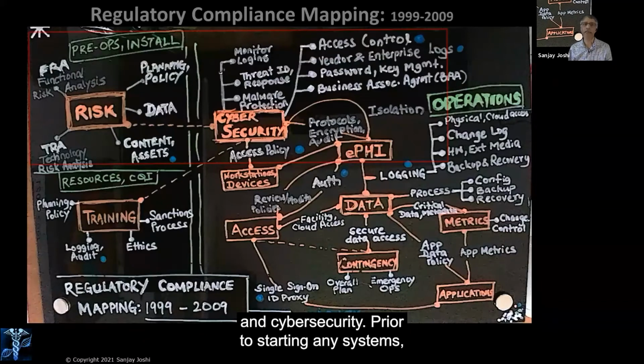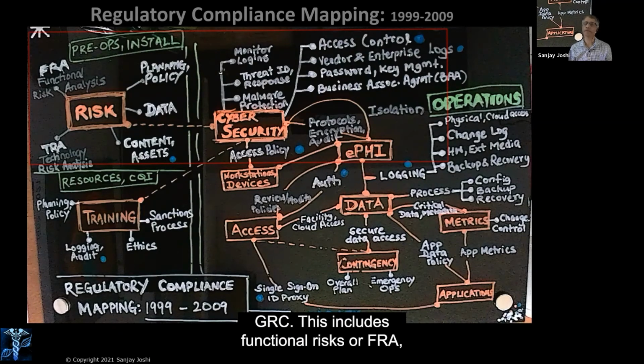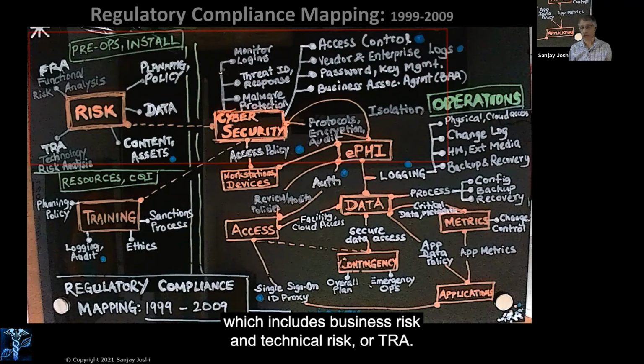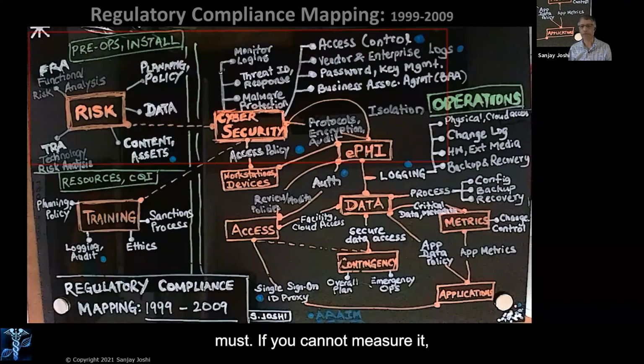Prior to starting any systems, software, or data design, understanding risk is critical to GRC. This includes functional risk, or FRA, which includes business risk, and technical risk, or TRA. This process needs to be data and decision driven. A current snapshot assessment of content assets, including physical assets like endpoints with their systems, is a must. If you cannot measure it, you cannot improve it.